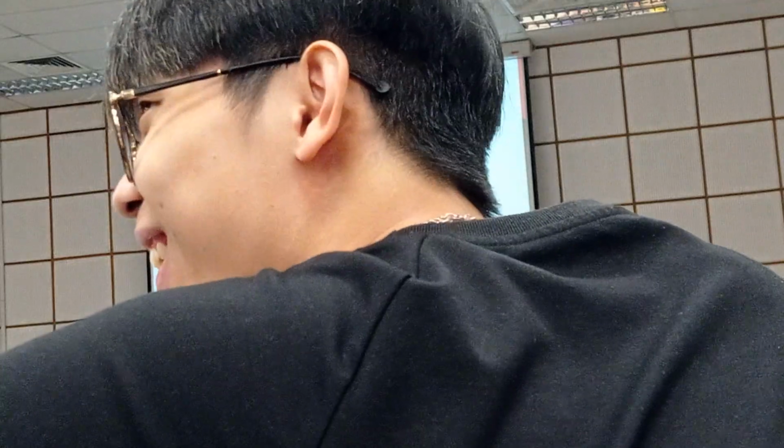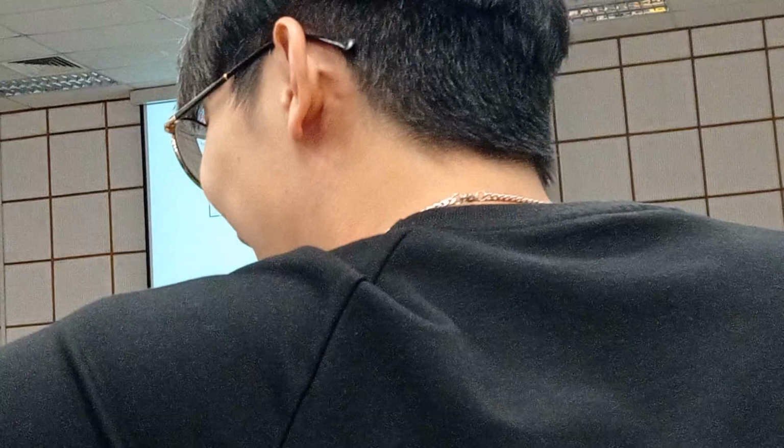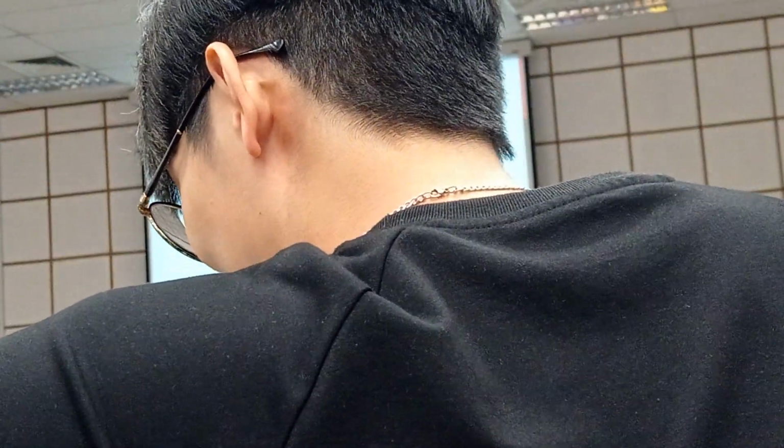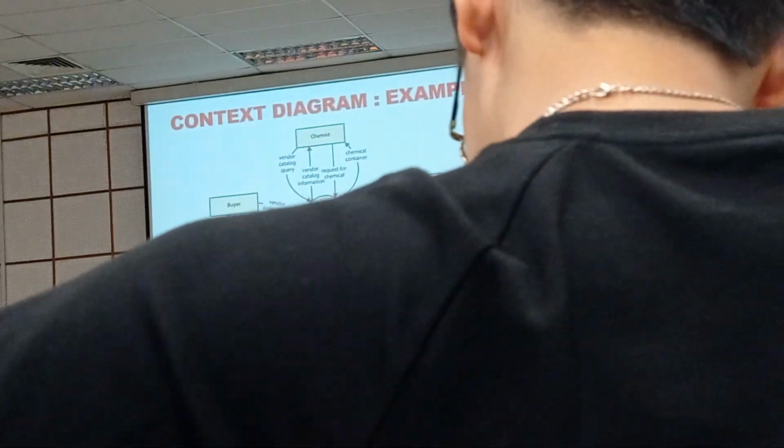Okay. We're going to look at the diagrams quickly, since I already taught you these. So here we're just going to revise quickly. For the context diagram, you need to have the system. You should have all the external entities identified.